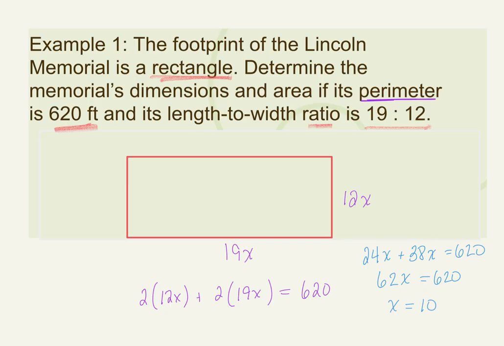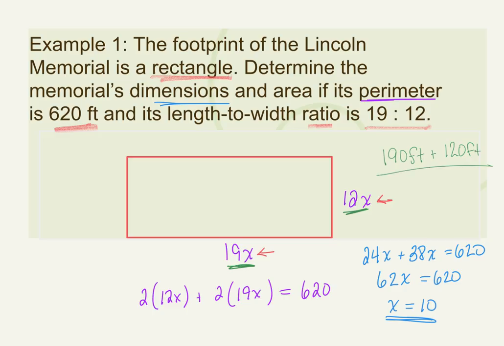Now, they want the dimensions. We have solved for x. So pay attention here because in order to get the dimensions, we have to plug x into each of these. So we are going to plug x in: 19 times 10. Well, that's 190 feet. Plus 12 times 10, that's 120 feet. Those are the dimensions that we have gotten.